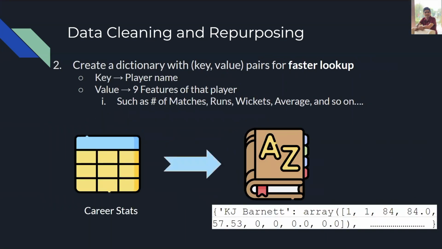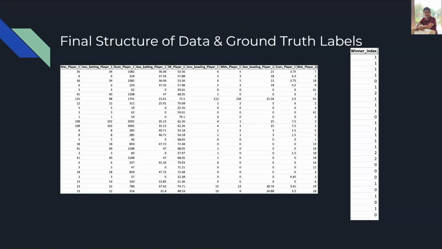Secondly, we have created a dictionary with key value pairs for faster lookup. We have used the player name as the key, and we have used an array of 9 features of that player as the value. So here is the final structure of data and the ground truth labels that we will input to our deep learning model.